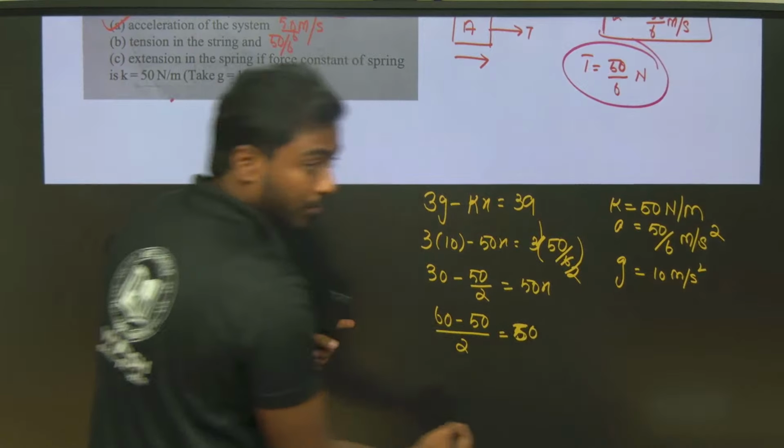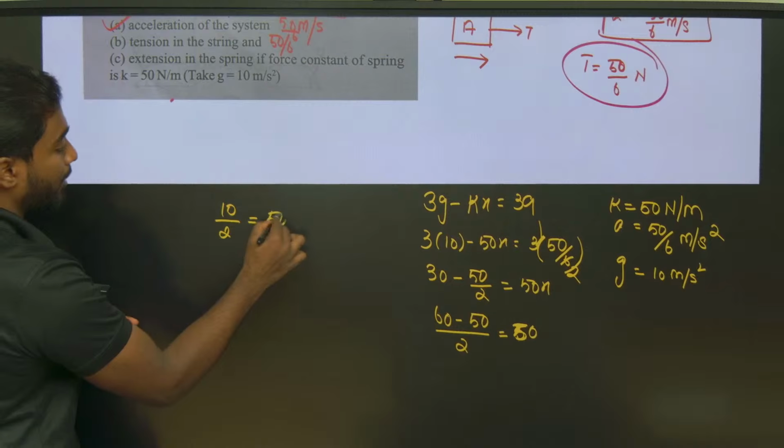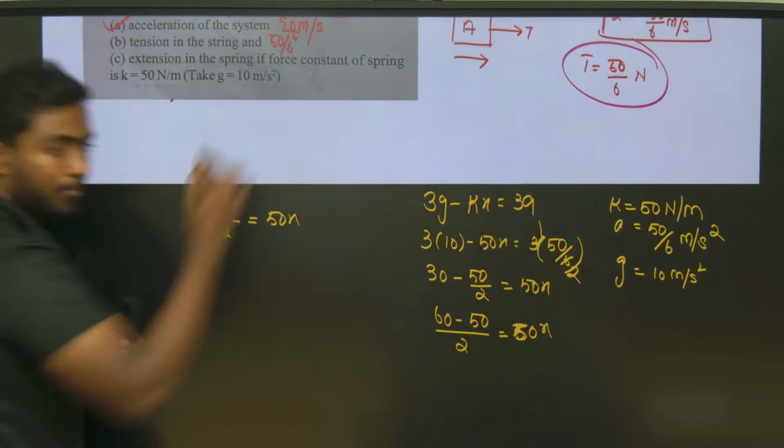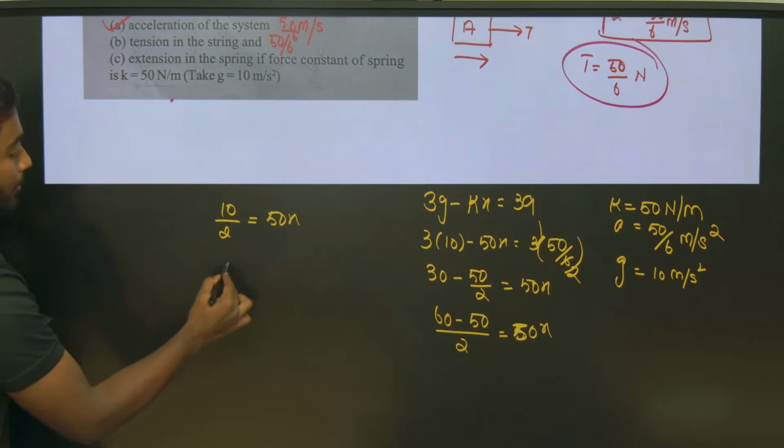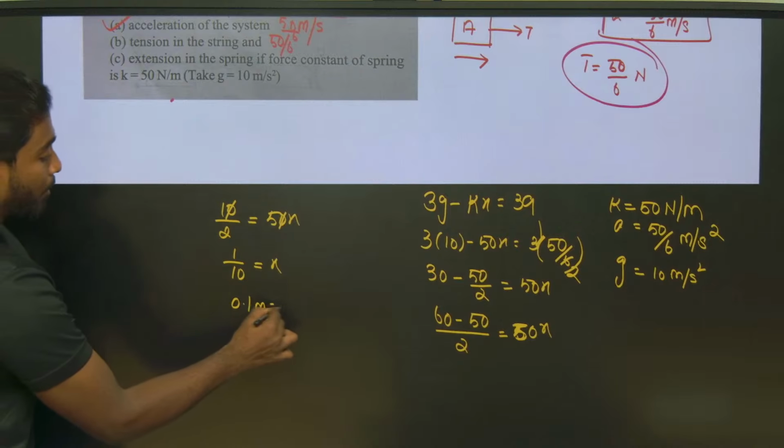So 10 by 2, no, 10 by 2 is equal to 50x. Okay, so let me take this one. So the 0, 0 will get cancelled off. So 1 by 10 will be equal to x. So 0.1 meter will be equal to x.